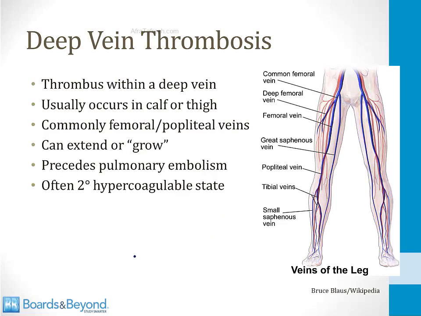Closely related with the condition of pulmonary embolism is the condition deep vein thrombosis. This is a thrombus that forms in the deep veins of the leg. Usually it's one of the veins in the calf or the thigh. Commonly, it is the femoral vein, which runs through the thigh.